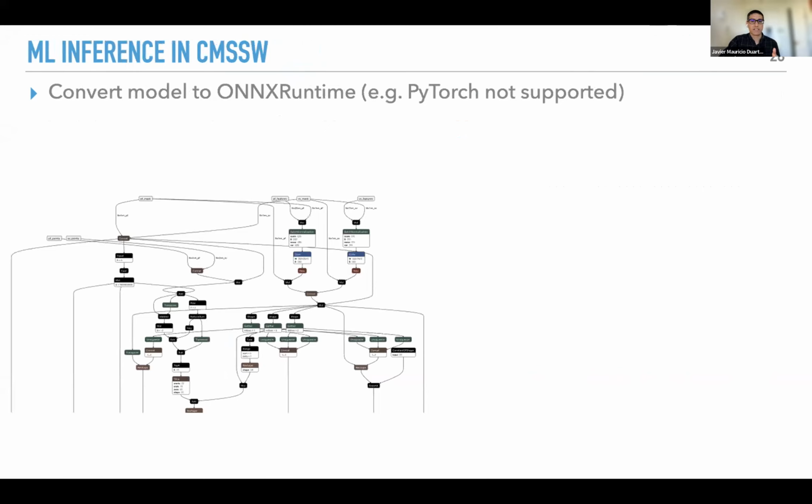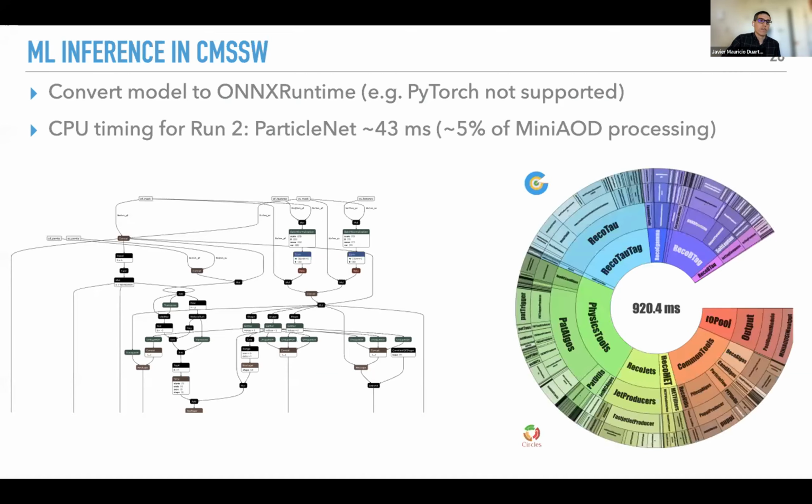So now let me get to accelerating this algorithm. The way we typically do ML inference in CMSSW and CMS is we convert this model to an ONNX model, and use ONNX Runtime on the CPU, because, for example, PyTorch, which this model is written in, is not supported. So we export this model to some computational graph with ONNX. Part of it is shown here. Then we can actually run it in our framework.